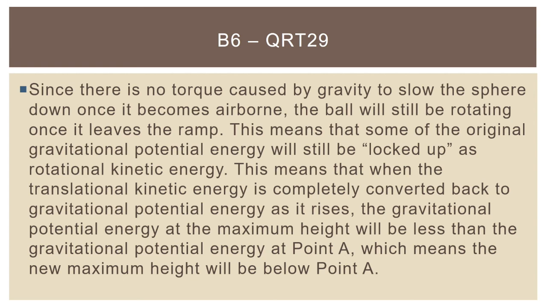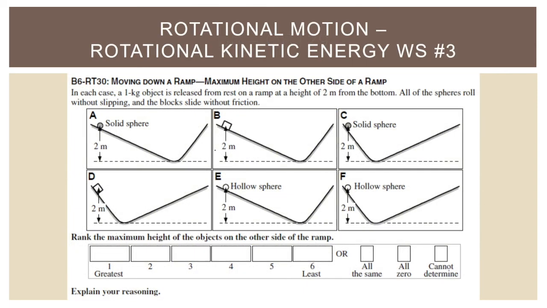And for the last problem on the sheet and the last problem for the day, we'll look at number 3 on this sheet, B6RT30. Moving down a ramp, maximum height on the other side of the ramp. It says, in each case, a 1 kilogram object is released from rest on a ramp at a height of 2 meters from the bottom. All the spheres roll without slipping, and the blocks slide without friction.